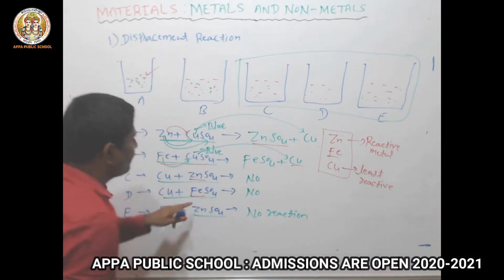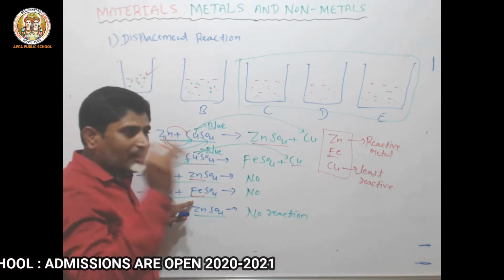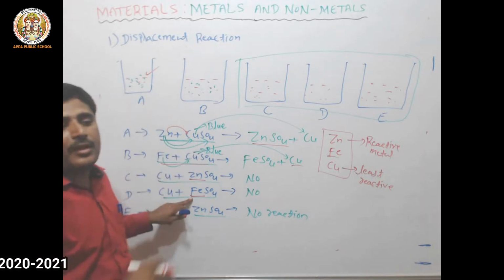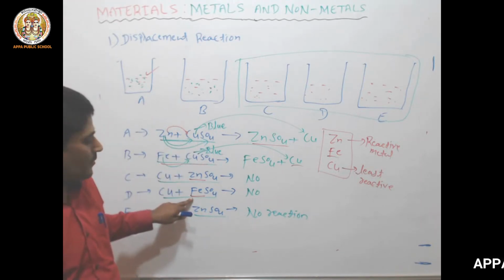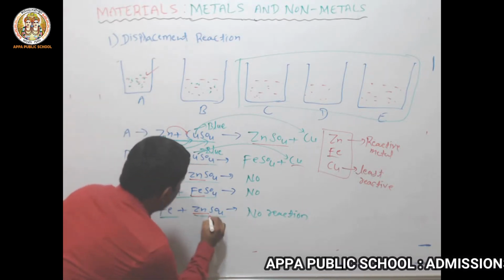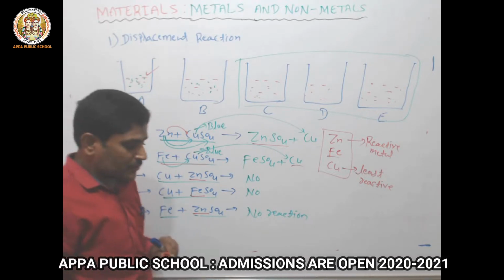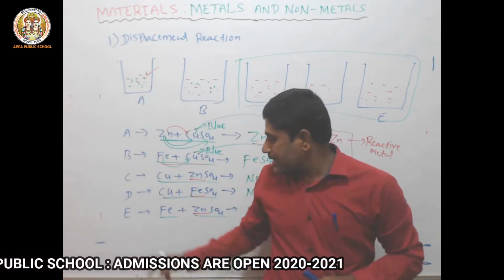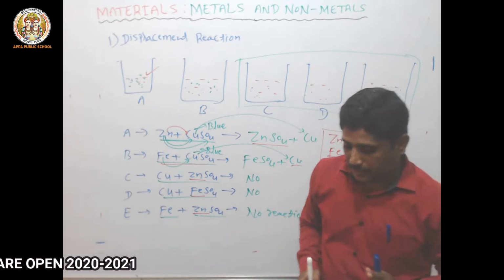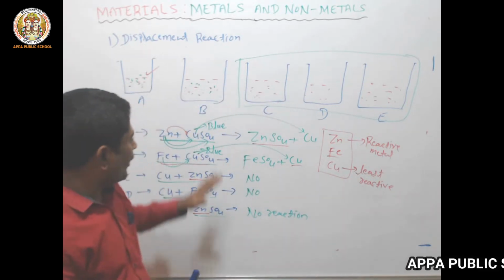In the same way here also, iron is more reactive than copper. Hence copper does not displace the iron from iron sulfate. Okay. So zinc sulfate and iron. Here zinc is more reactive than iron. My dear friends, here iron cannot displace the zinc. Iron cannot displace the zinc because of reactivity. You should remember this one. Yes. Hope the point is clear.